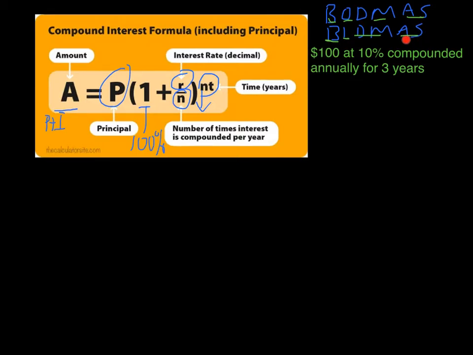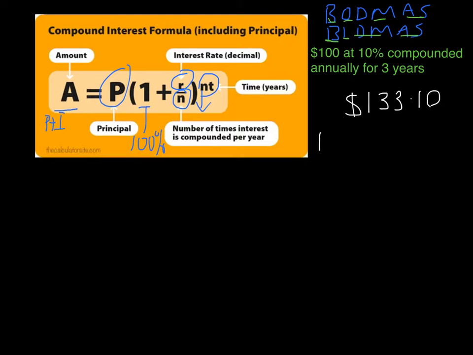This problem here is the same one as the one on the first page. So we knew that after 3 years, our whole amount would be equal to $133.10. So if you use this formula correctly, it should be equal to $133.10.